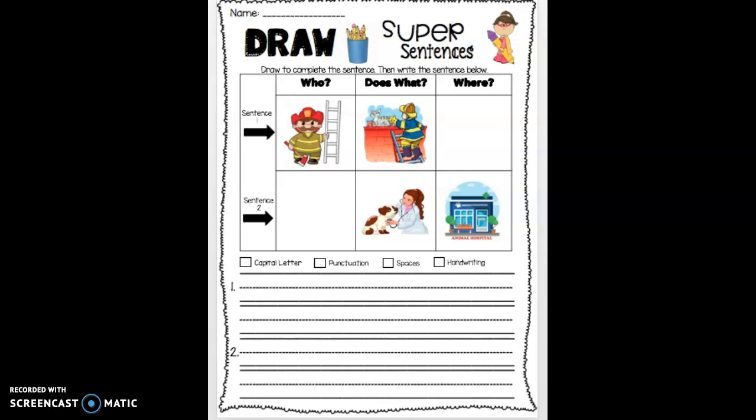Draw super sentences. First of all, I want you to remember to put your name right here at the top. And it says draw to complete the sentence. Then write the sentence below.